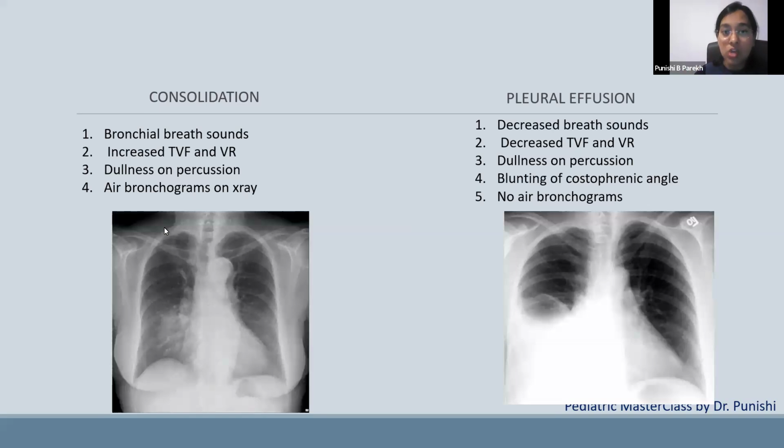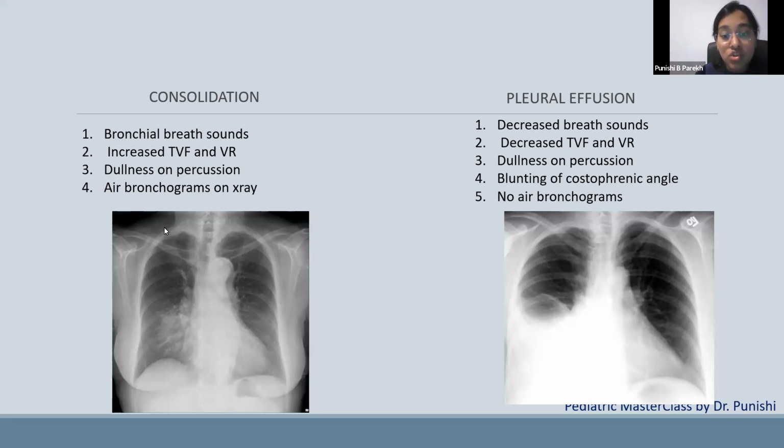Both the pathologies will have dullness on percussion, but if you look at the X-ray in a consolidation, here you have consolidation in the right middle lobe with air bronchograms. Okay, so you see a heterogeneous opacity, but you can also see air bronchograms, or you can see those streaks of black lines on X-ray, which suggests a consolidation.